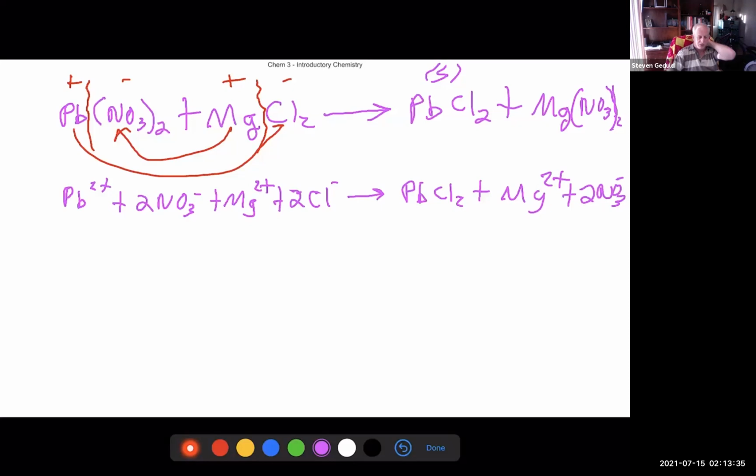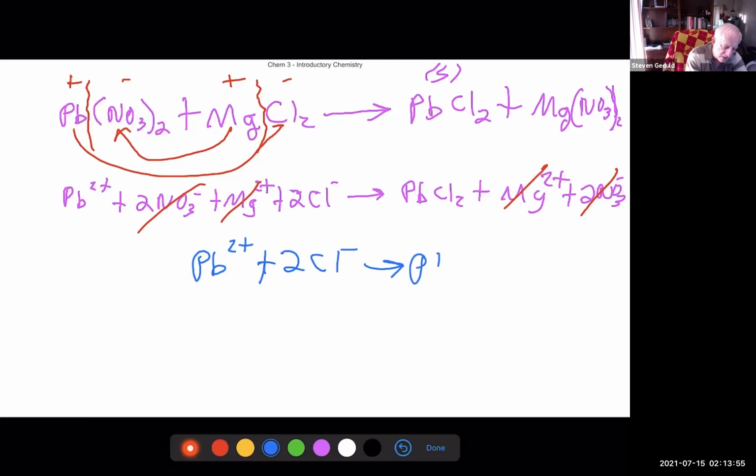For your net ionic equation, you're going to cancel your spectator ions. Magnesium? Magnesium. Nitrate? Nitrate. So your net ionic equation is going to be lead 2 plus plus 2 Cl minus goes to lead chloride.